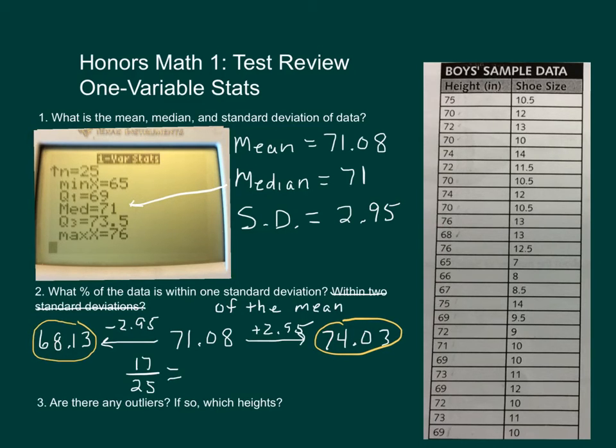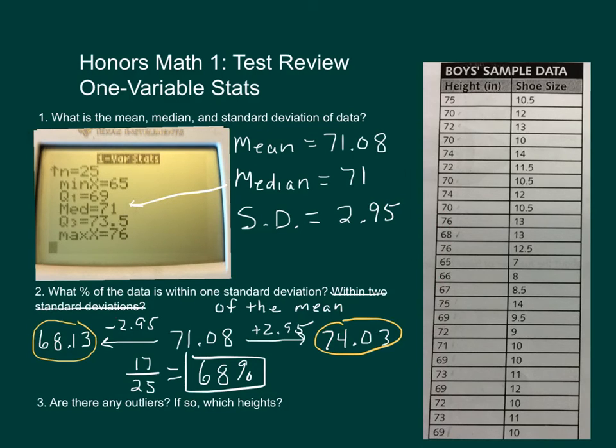Okay, so your percentage here would be 68%. So 68% of your data is within 1 standard deviation. Now, if I did ask, which I'm not going to, but you have this on your Cool Shoes project, within 2 standard deviations, all you would do is add another 2.95 to this, subtract another 2.95 from that, make it a wider, bigger interval, and then do the same thing, count how many. Okay? Last question would be, are there any outliers, and if so, which heights?